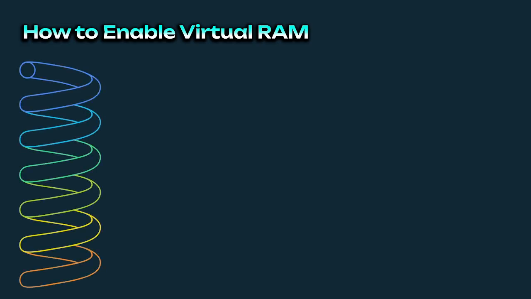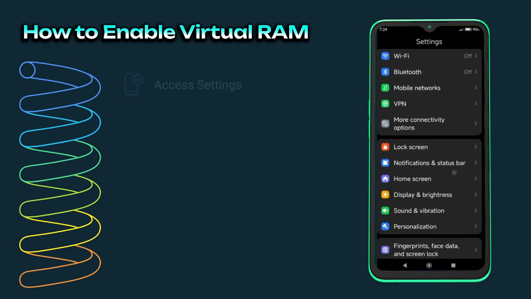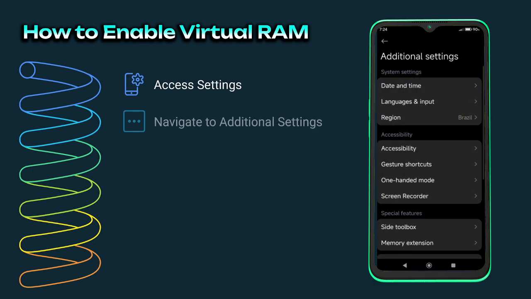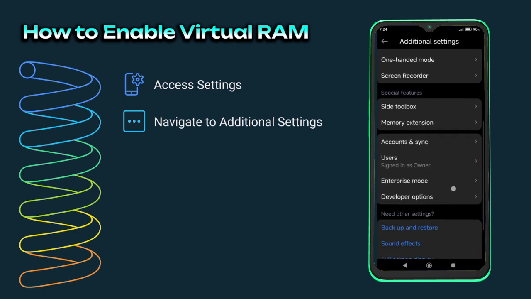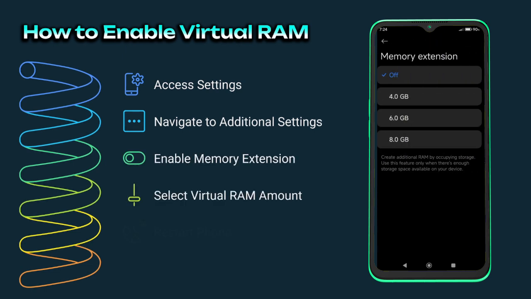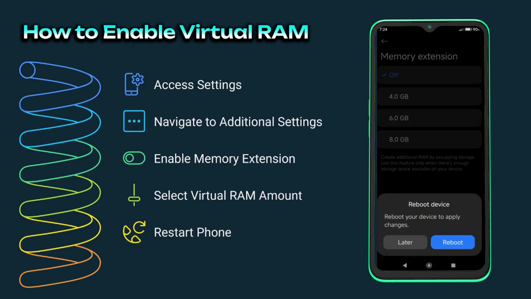Alrighty, are you ready to give it a shot? So here is how you can enable virtual RAM on your cell phone. Go to your phone settings first. Scroll down and tap on Additional Settings. Look for the option called Memory Extension. Select the amount of virtual RAM you'd like to allocate, in this case 8 GB. Your phone will restart to apply the changes.